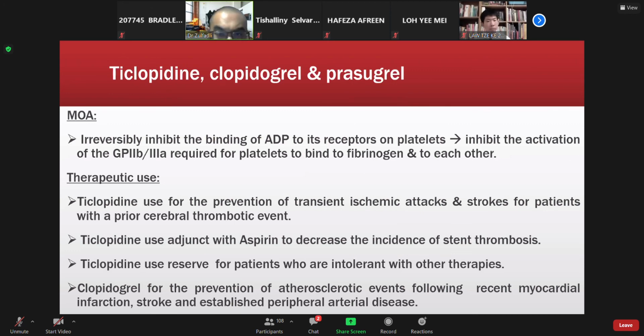Ticlopidine, clopidogrel, and prasugrel share the same mechanism of action. They irreversibly inhibit the binding of ADP to its receptor on the platelet.